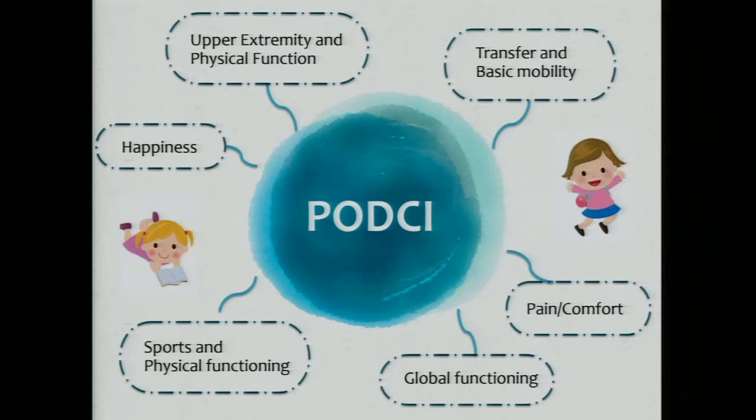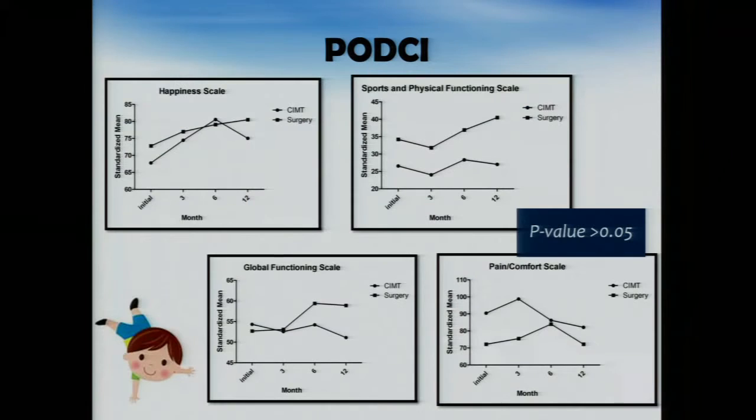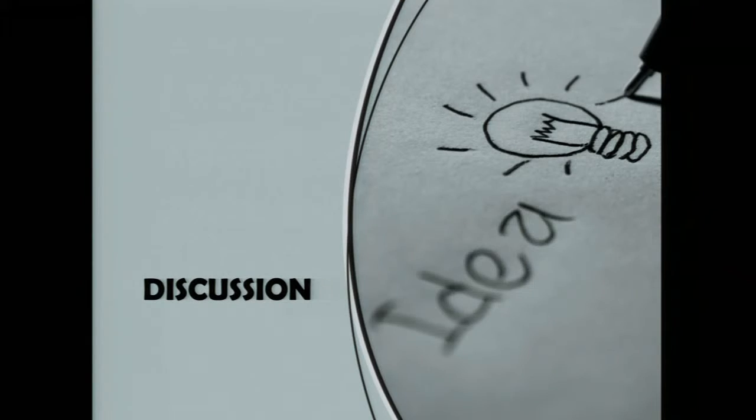Our last assessment is the satisfaction score, demonstrated by the CPQOL, including 6 dimensions of the score. The happiness scale and other scores were improved in the operative group except pain, but there was still no statistical significance between the CIMT and surgery groups.